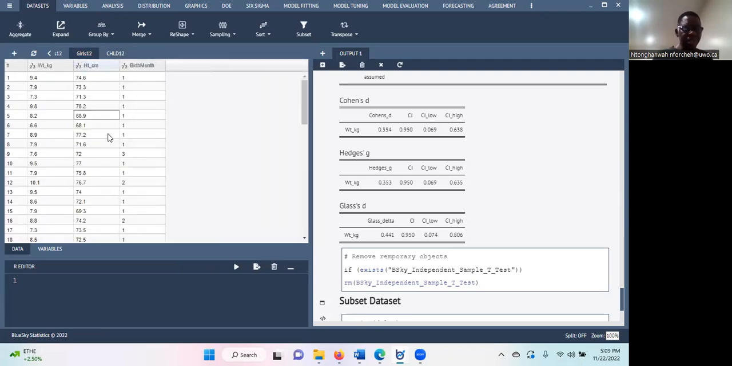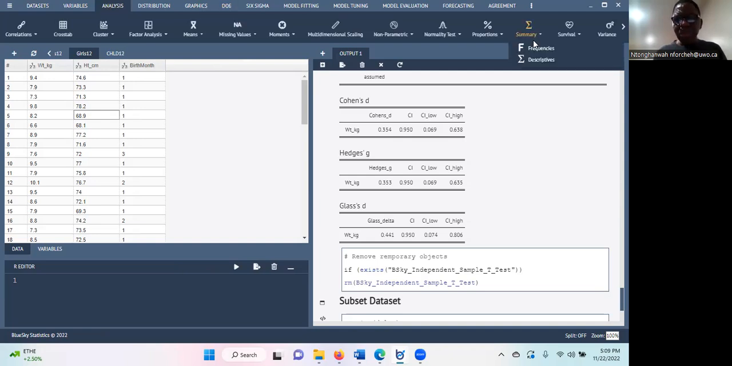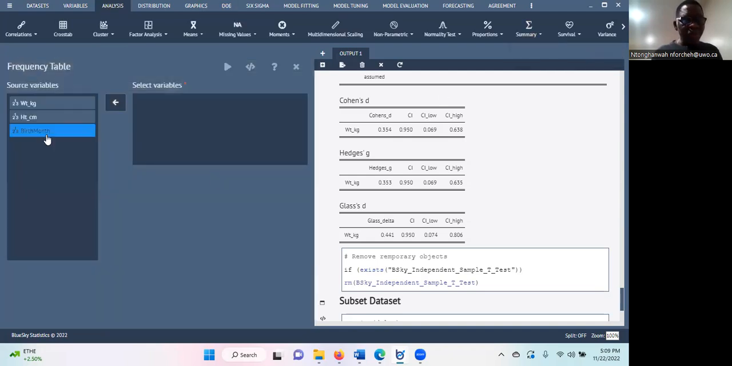Okay, that's it. So this is our guess, and we do the birth month, and we say the birth month should be less than 4. So we can go to analysis and do summary to see whether indeed we have birth month less than or equal to 4, should be less than 5, so it should be 1 to 4.